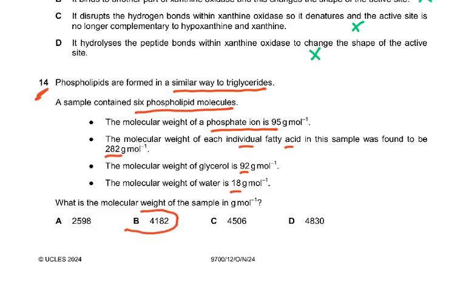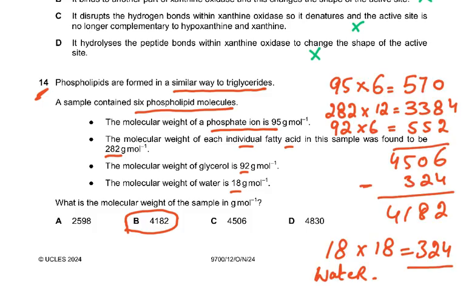The answer is B. But how is it B? Let's look at it. You see, I did reverse maths in this. I really didn't understand this question, and I said, okay, how are we going to figure this out? So 6 phospholipid molecules would have 6 phosphates. So 95 into 6 is 570. Now 6 phospholipid molecules would have 2 fatty acid chains each, so we multiply 282 by 12, which is 3384. And then we would have 6 glycerol, so 92 into 6. So this comes to 4506.